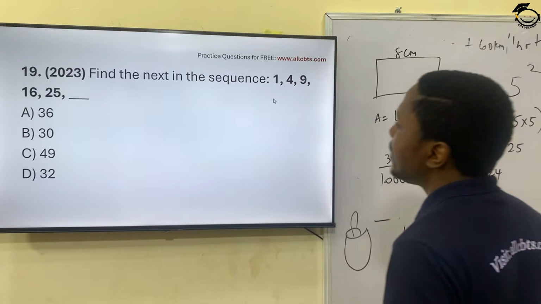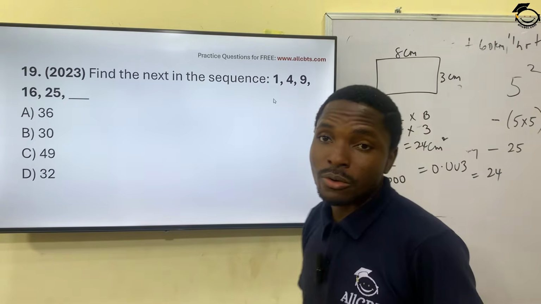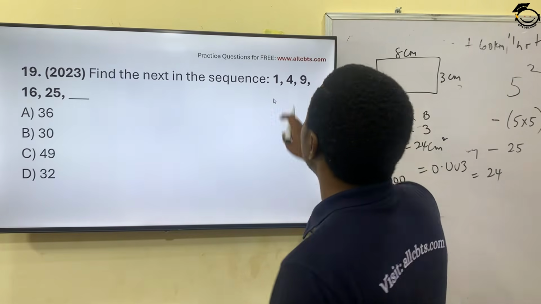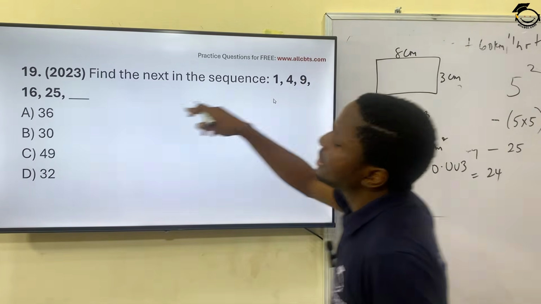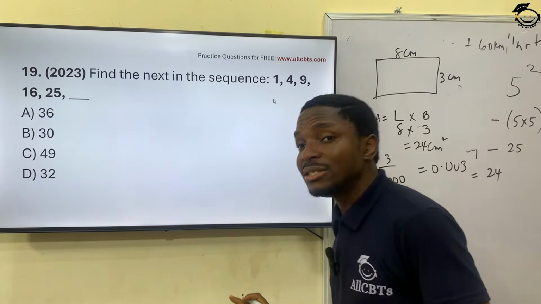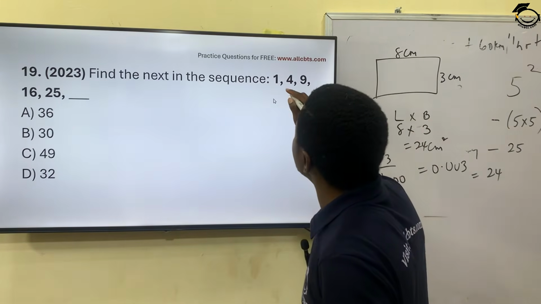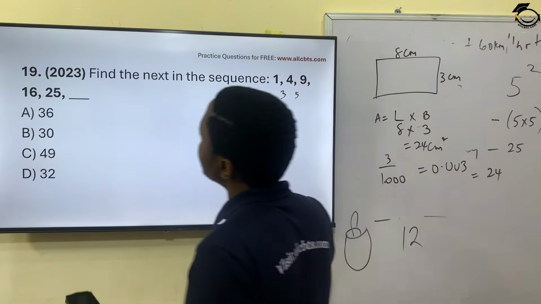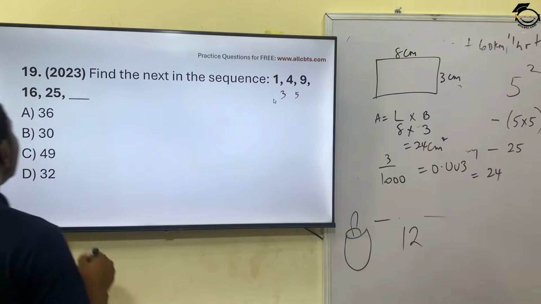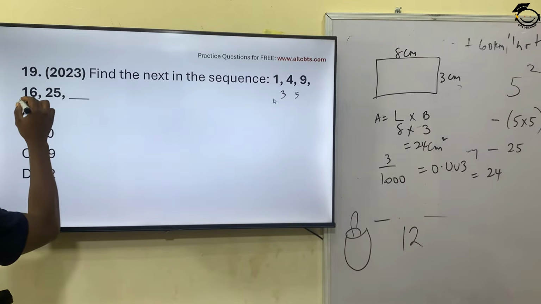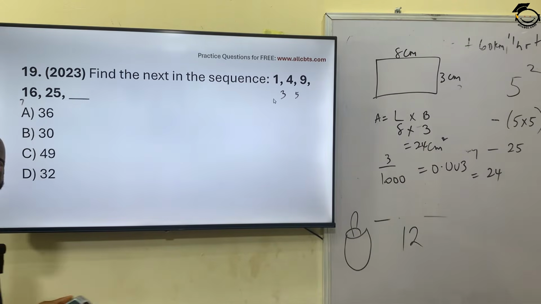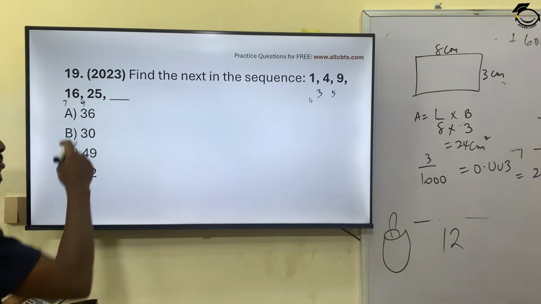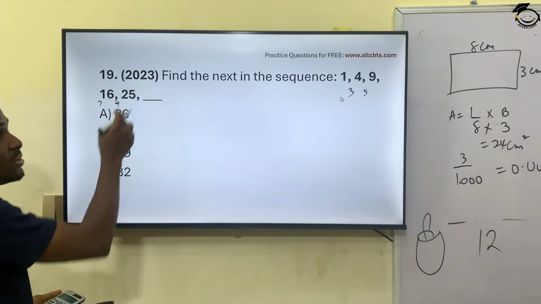19. Find the next in the sequence. We've seen this before, so I will just breeze through it. Find the next in the sequence: 1, 4, 9, 16, 25. So let's just look at the difference between each of them. 1 to 4, you have 3. 4 to 9, you have 5. 9 to 16, you have how many? You have 7 right there. 16 to 25, what will you have? You're already guessing. You have 9. Because by the time you add it together, you see 16 plus 9, 25.